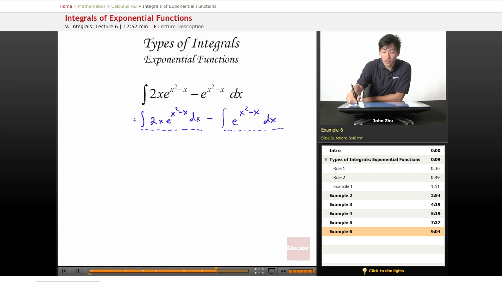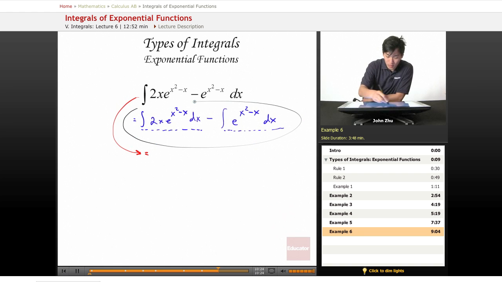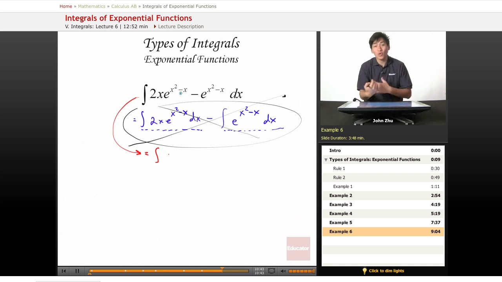Well, let's try to combine them together. So this version is not good. This method is not good. So let's try to think about how we can go about doing this. Well, let's notice that there's an x squared minus x term. So on the AP exam, when they ask you a question, take really close notice to how they're asking you and what the expressions look like.